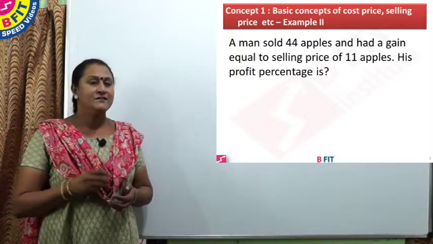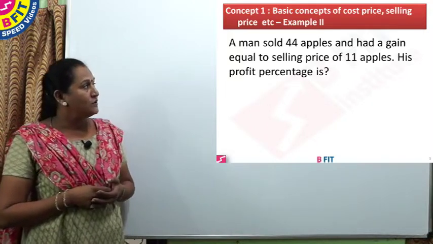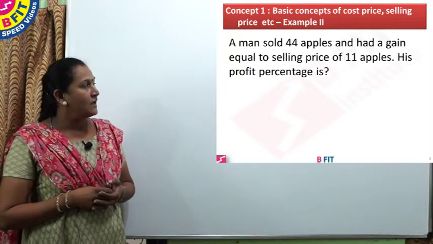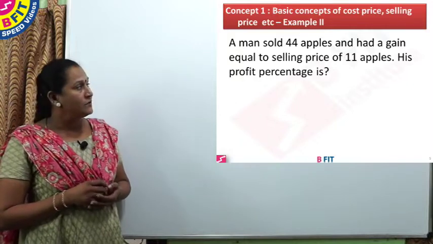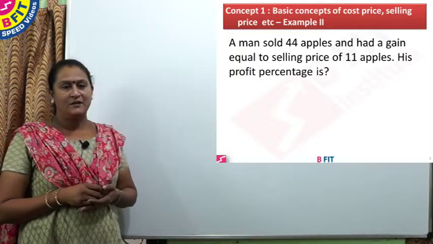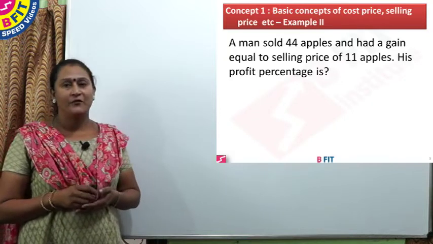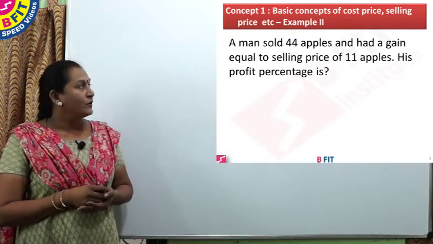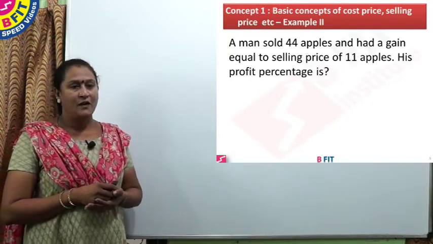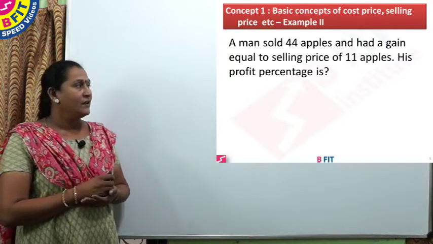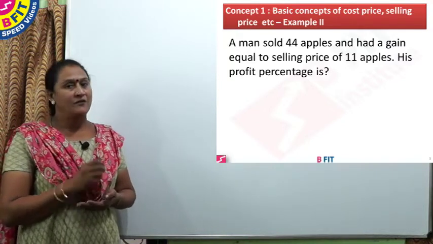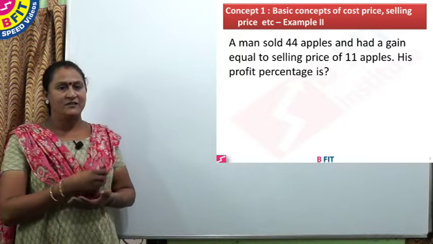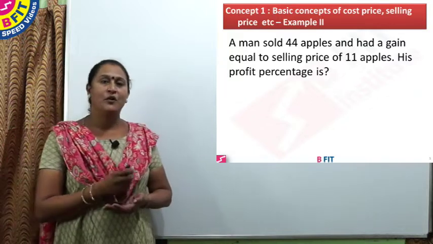We'll see the second example. A man sold 44 apples and had a gain equal to the selling price of 11 apples. What is his profit percentage? He is selling 44 apples, and because of that he gains the selling price of 11 apples. So the profit itself is given, and we are asked to find the profit percentage.